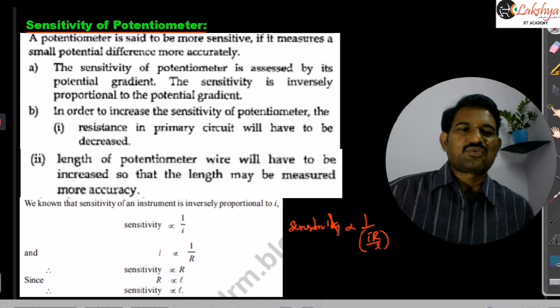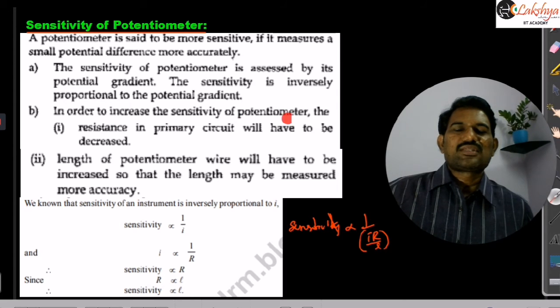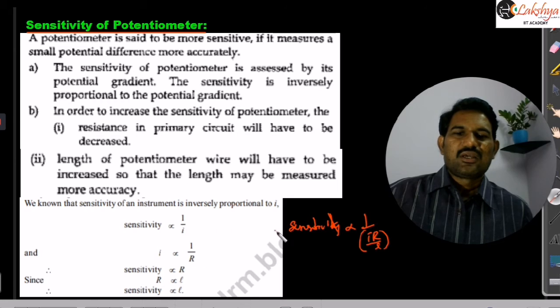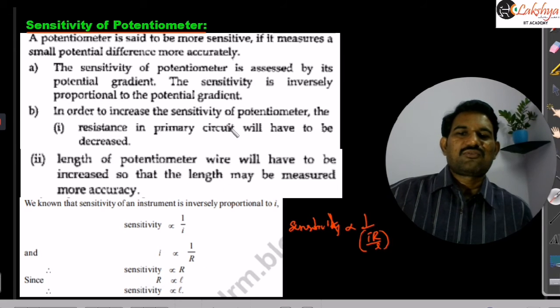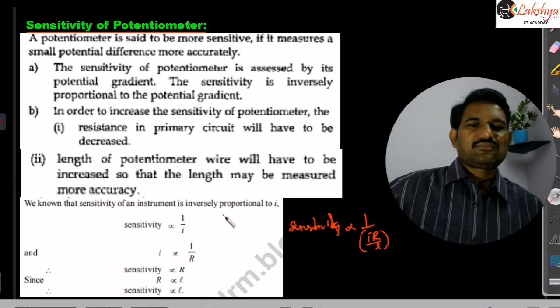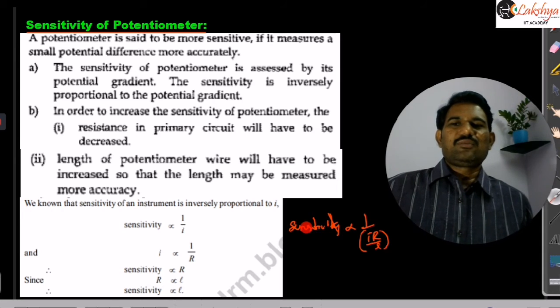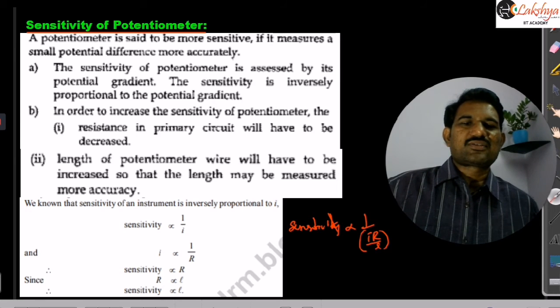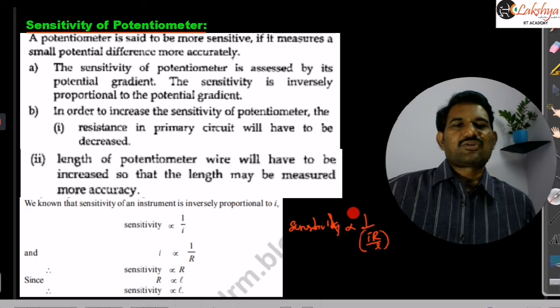So what is mentioned here? In order to increase the sensitivity of the potentiometer, the resistance in the primary circuit is to be decreased. If you decrease the resistance in the primary circuit, then the sensitivity value will increase. That is what we are saying here. The potential gradient will decrease, and when the potential gradient is decreasing, automatically the sensitivity of that circuit will increase, right?